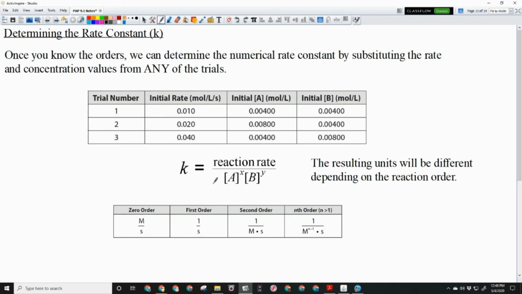All right, so if we rearrange that law there, we get K is equal to the reaction rate over the reaction orders. Okay, the resulting units are going to be different for every reaction. So this is where we're going to have to really pay attention to what our units are. Zero order reactions are going to be molarity over seconds. First order is this, second order this, and nth order is going to be this. So we have to really pay attention to our units here. And I'll show you how to do that.